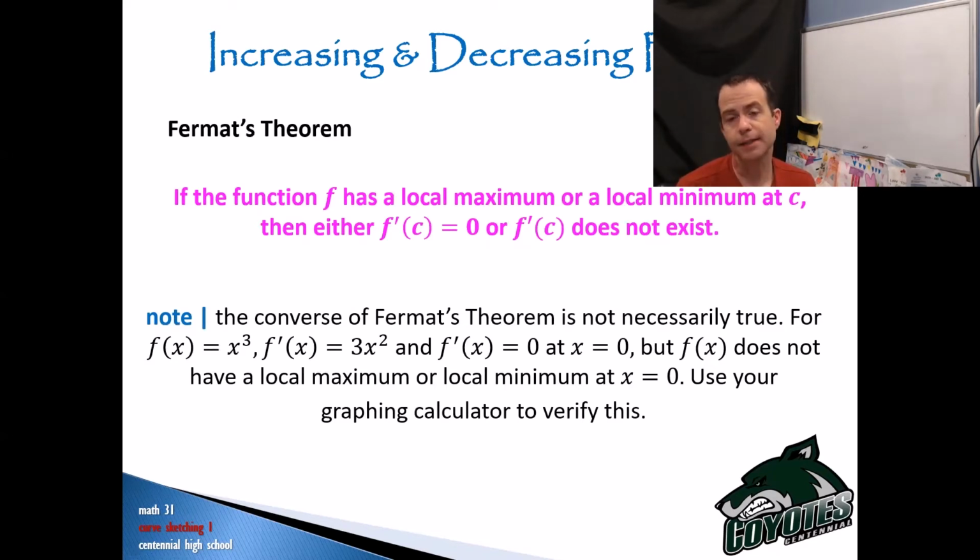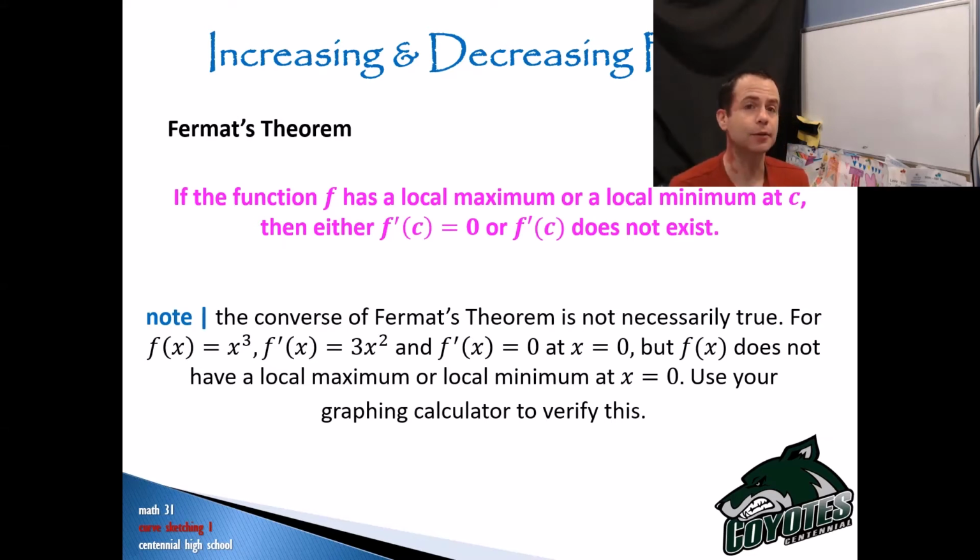For example, f of x equals x cubed. The derivative of that would be 3x squared. And the derivative equals 0 at x equals 0. But f of x does not have a local maximum or minimum point there. So Fermat's theorem, let me put it this way. Fermat's theorem is saying if we have a local max or minimum, then the derivative will equal 0 or the derivative doesn't exist. What it is not saying is if the derivative equals 0 or doesn't exist, we will always have a local max or min. And the example I gave you is f of x equals x cubed.